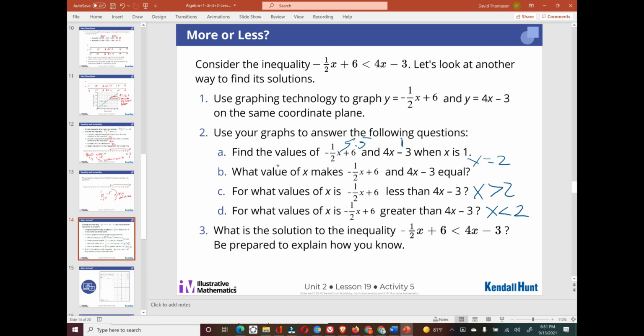What is a solution to the inequality negative 1/2 x plus 6 is less than 4x minus 3? That's when negative 1/2 x plus 6 is less, so we already answered that in part C. That's just when x is less than 2. Let's move on. We already did our activity in Desmos.